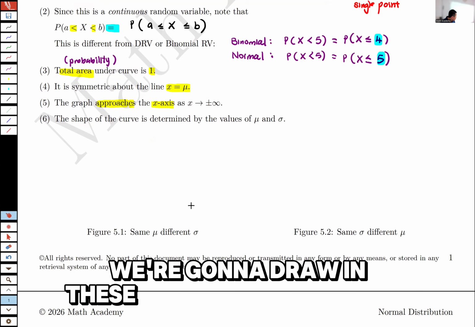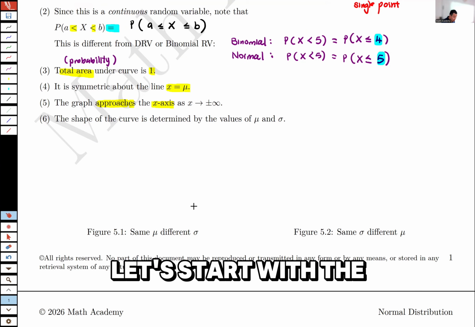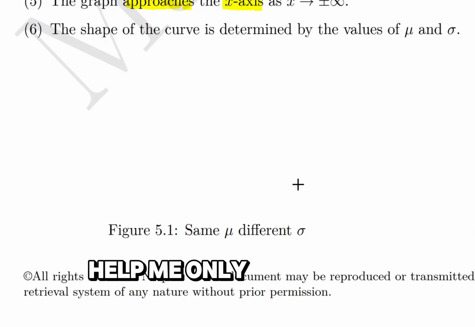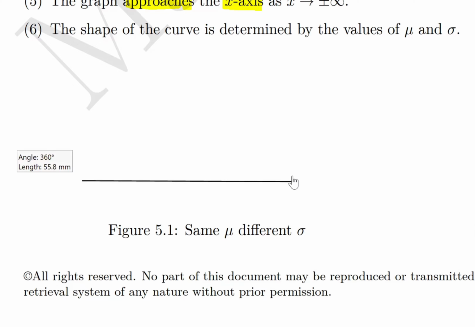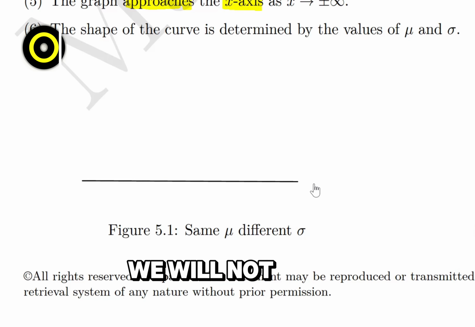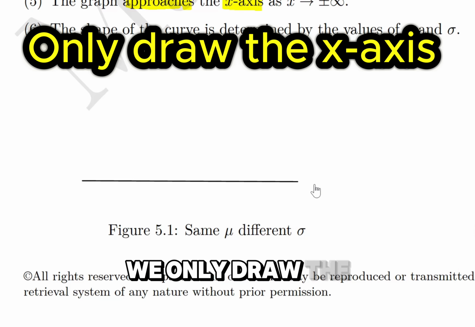We're going to draw in these two graphs together. Let's start with the left-hand side. Help me only construct the x-axis. Generally, in this chapter, we will not draw out the y-axis. We only draw the x-axis.